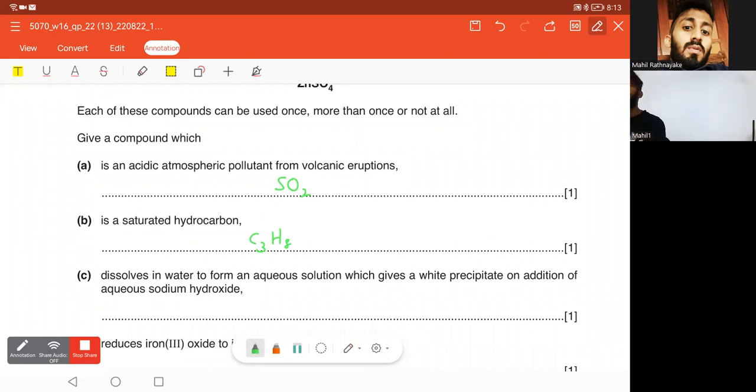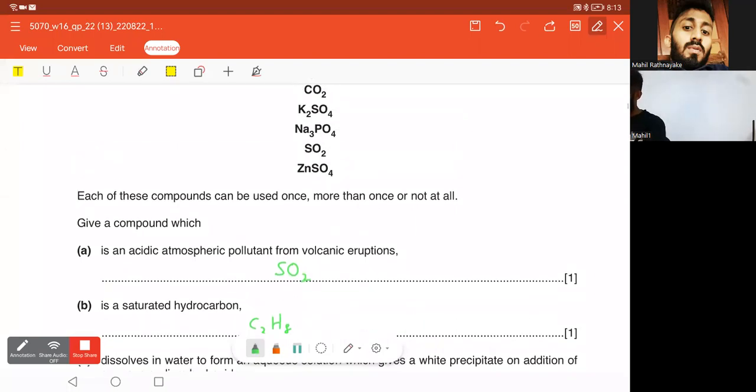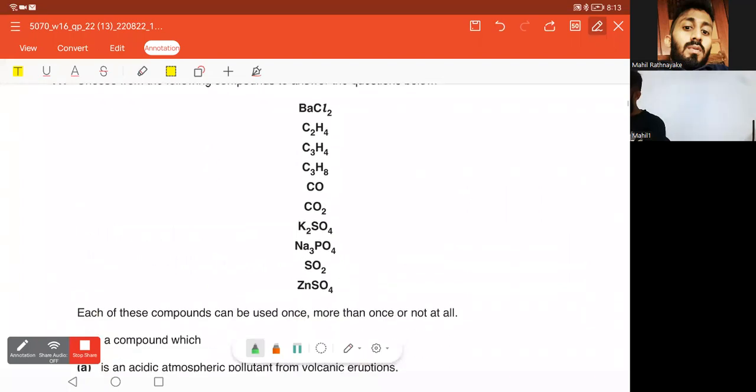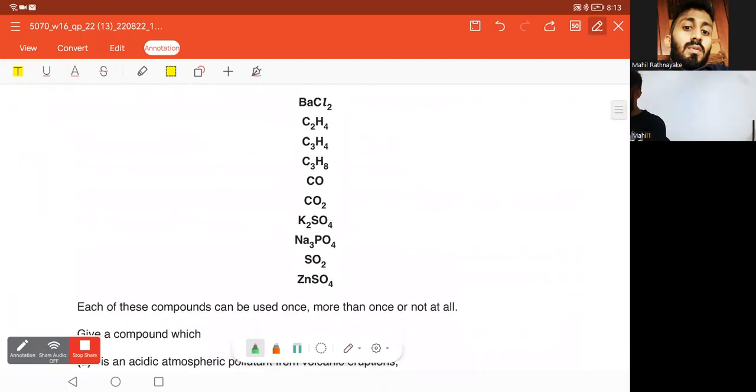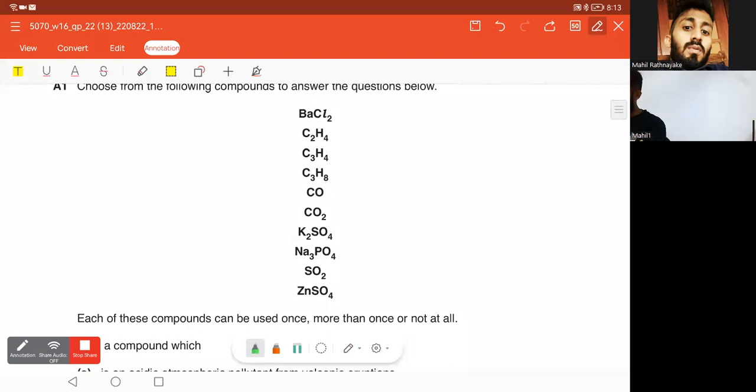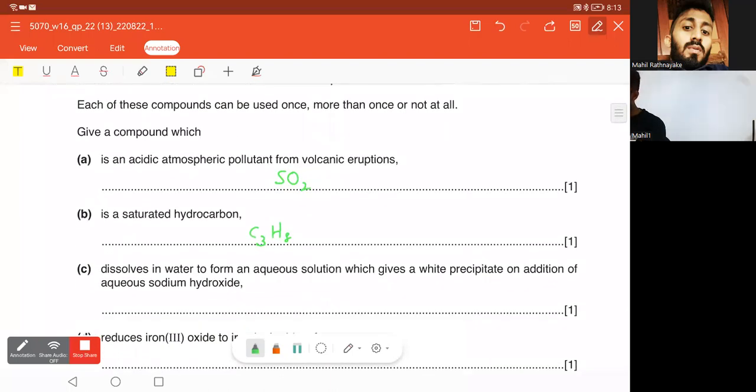Next one. Dissolve in water to form aqueous solution which gives white precipitate when you add sodium hydroxide. What is white precipitate given with sodium hydroxide? Zinc or aluminium or calcium, right? All of them. Therefore, what's the answer? Zinc sulfate. But in excess, calcium white precipitate remains, while zinc and aluminium dissolve.